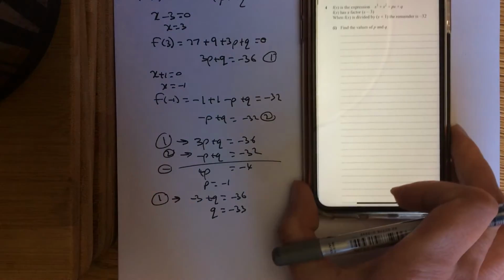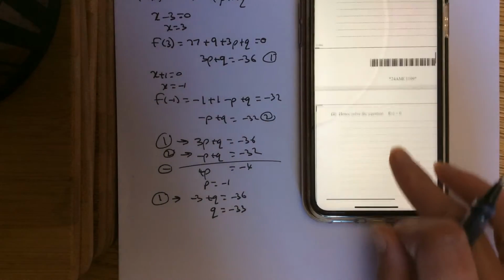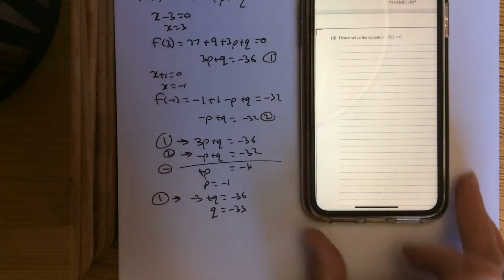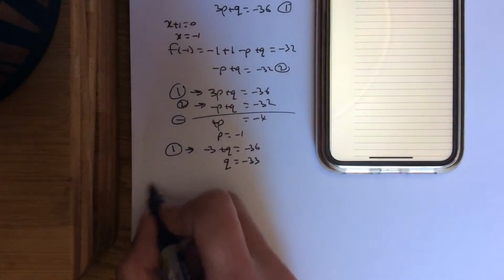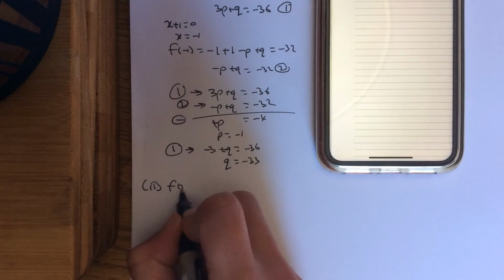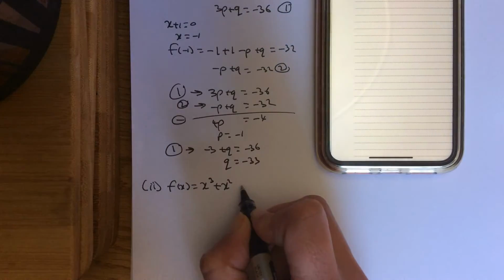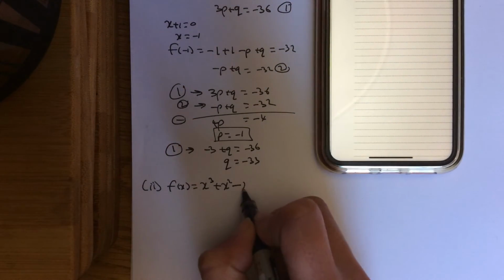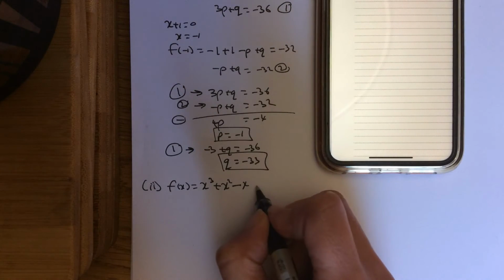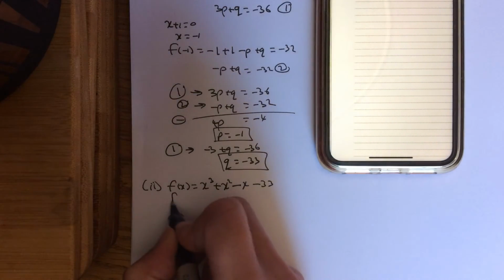Now, that was part 1, find the values of p and q. If I go down to part 2, hence solve the equation f(x) equals 0. So let me just write the equation out again. f(x) equals x cubed plus x squared plus p. I now know that p is minus 1, so minus 1x plus q, minus 33. So I want to know when that equals 0.